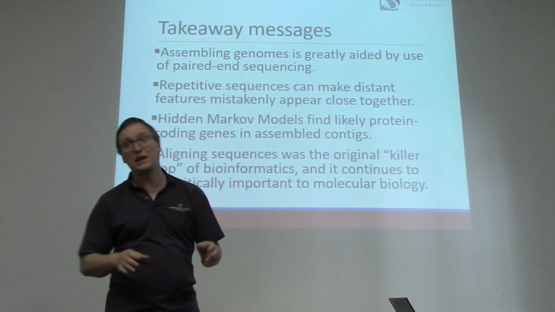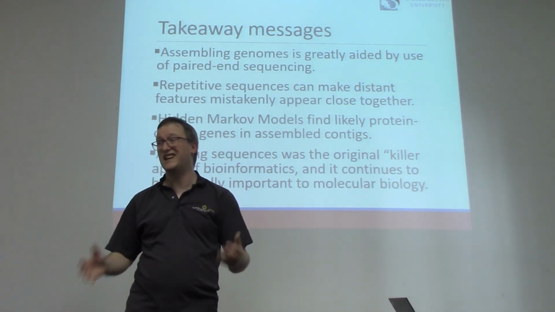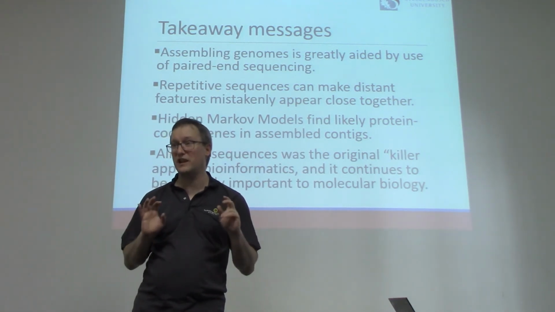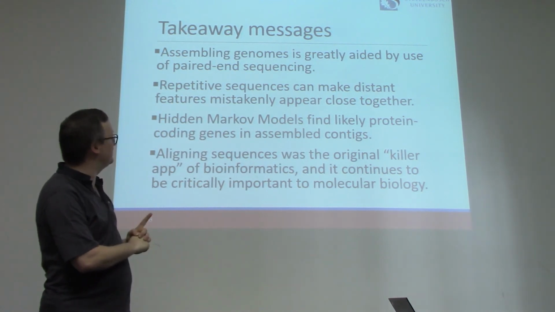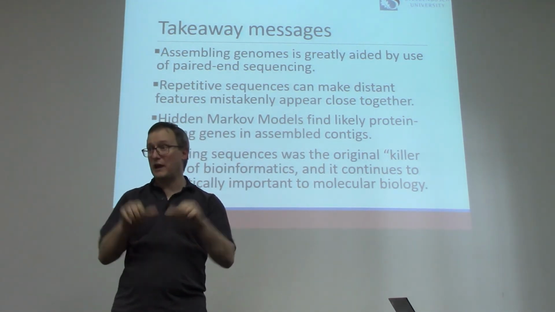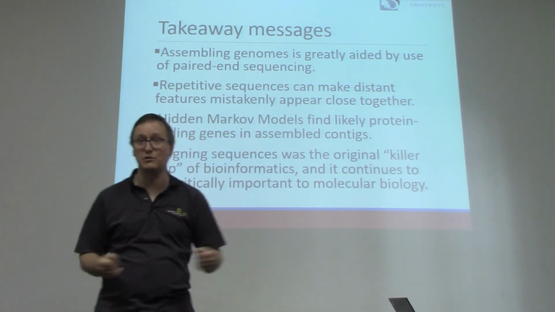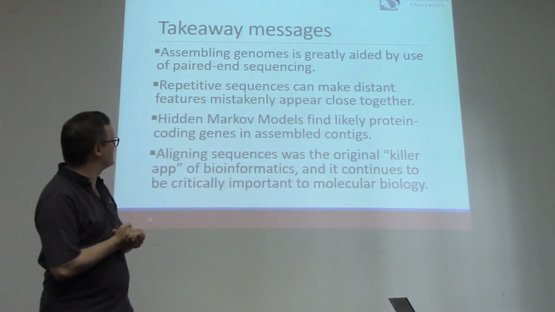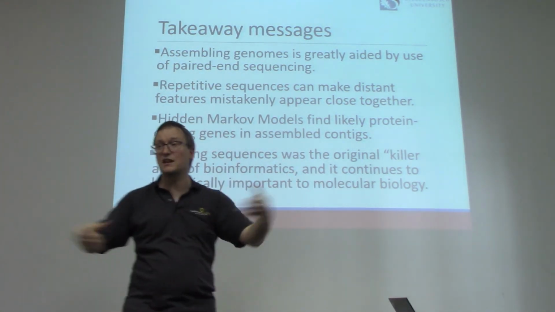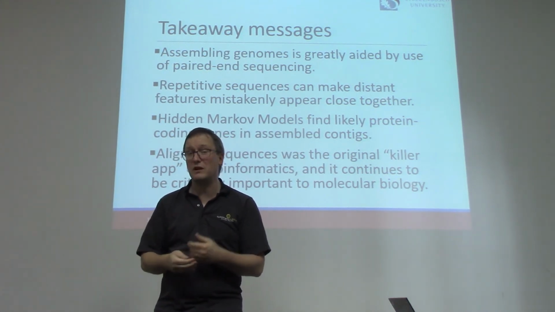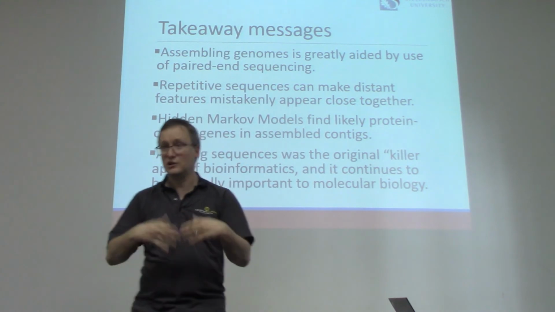Okay, lots of takeaway messages. I realize that was a really, really fast tour of assembly and annotation, but I hope you've got a whole bunch of great key concepts to take away. Assembling genomes is greatly aided by the use of paired-end sequencing. Those paired-end sequences help us to understand how these contigs relate to each other in the sequence order. Repetitive sequences can make distant features be mistaken for being very close together. So we want to make sure that we recognize these highly redundant sequences before we go about doing our assembly process.